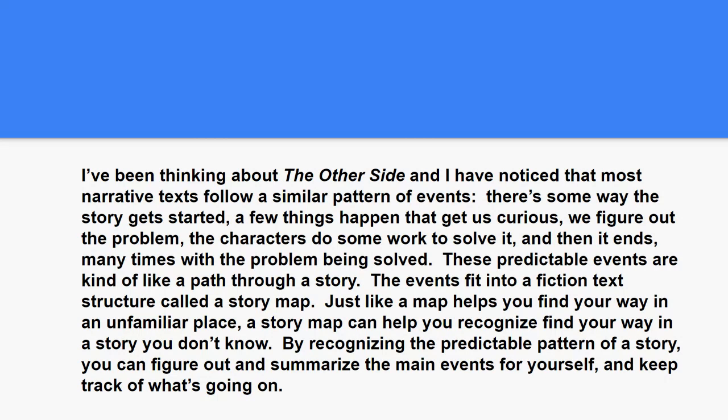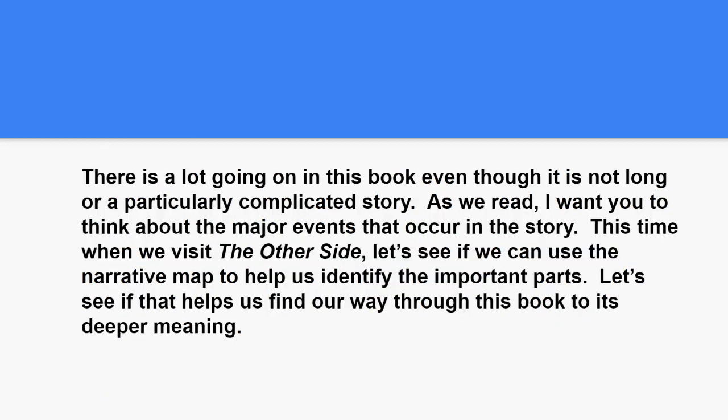All right, so this is going back to that looking deeper at our text, and we want to make sure that we understand the main big important events in our stories. Okay, so we're going to talk about that. There's a lot going on in this book, even though it is not long or particularly complicated. As we read, I want you to think about the major events that occur in the story. Remember, the major events. This time, when we visit the other side, when you read it today, you're going to see if you can use this narrative map to help you identify the important parts. Okay, let's see if that helps us find our way through this book to its deeper meaning.